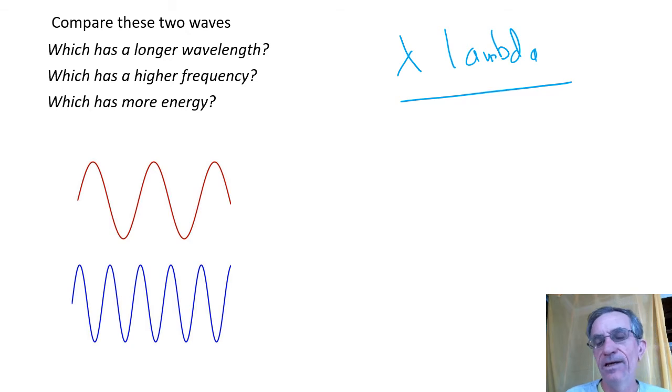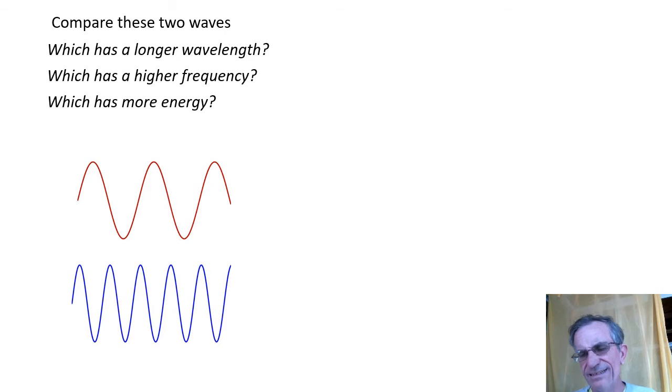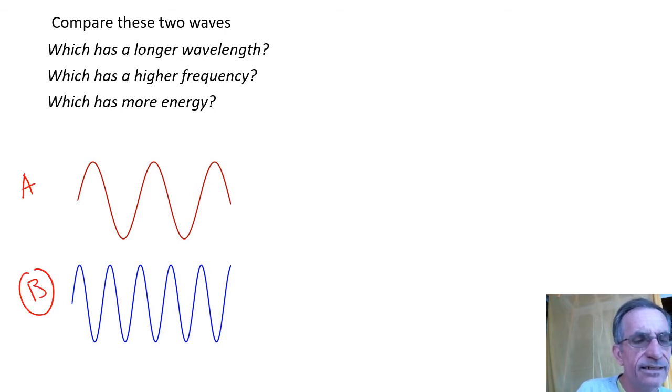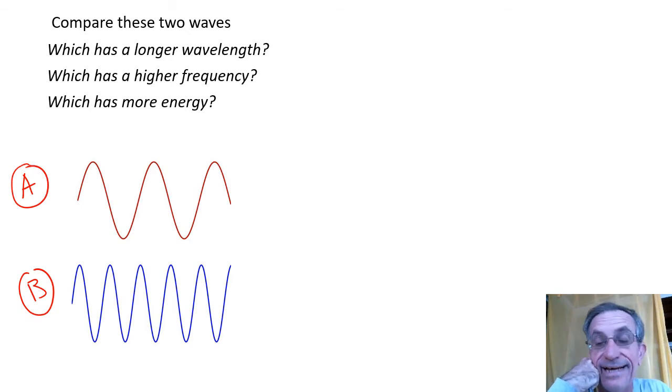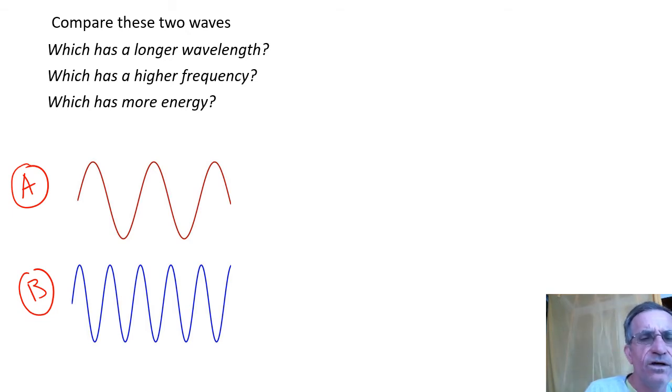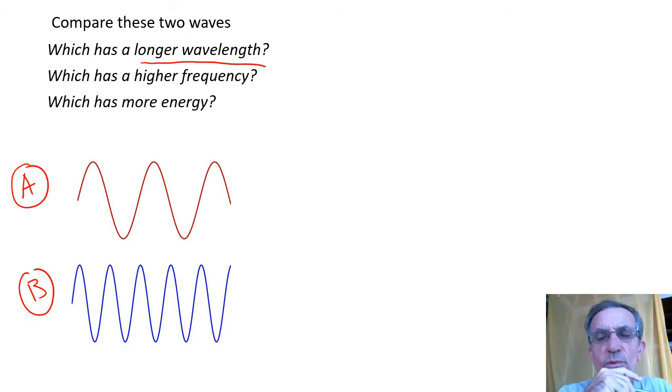L-A-M-B-D-A. Okay, so what we're going to do is talk about how different waves compare. It could be light waves, could be ocean waves, could be sound waves. In this case, what I've drawn up here is a couple of waves. We're going to call them wave A and wave B. Now, to see if these terms that we're going over right now make sense, let's look at comparing these waves. First off, I want to think about which wave has a longer wavelength. It could be wave A or wave B.